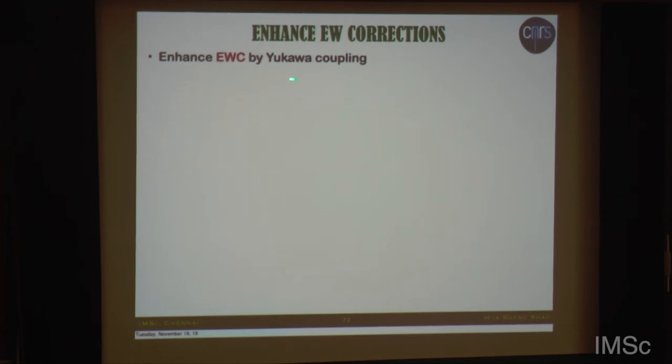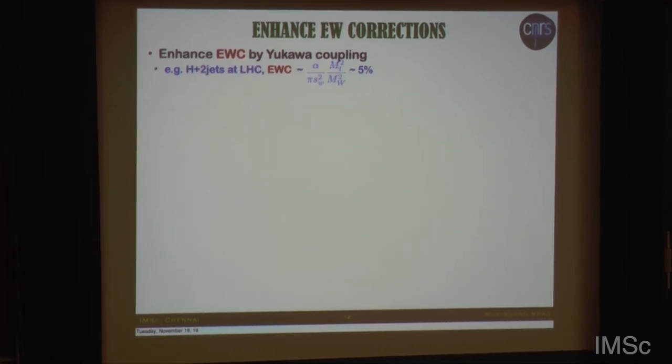There are a few cases where electroweak corrections can be enhanced as well. For one, enhanced by Yukawa couplings. For example, if you're looking at Higgs plus 2 jets, there's the normal alpha expansion over pi, but you also have Yukawa coupling enhancement because you have mt squared over mW squared. This gives a factor of 4 or so, so it's 5%, not 1% anymore.